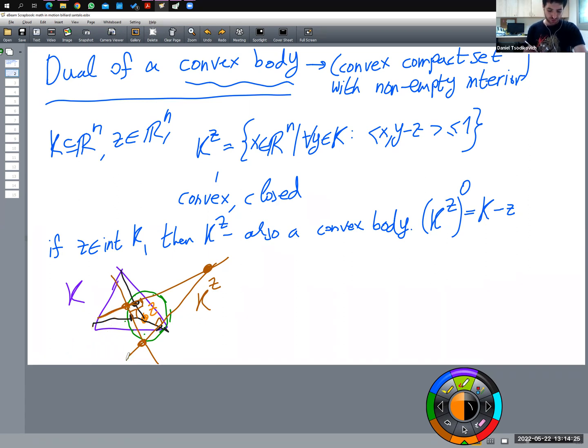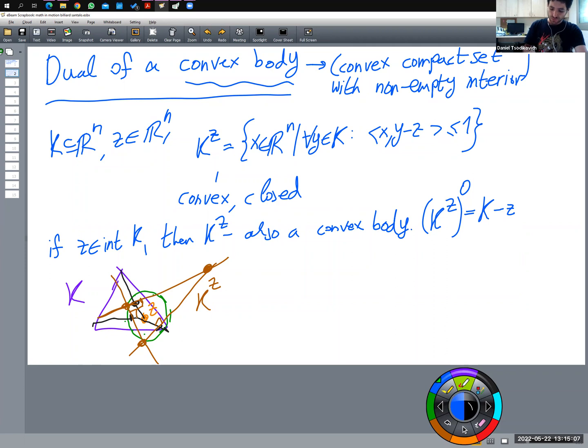The one thing to notice, which will be helpful, is that these angles are acute, even if all of the angles of the original triangle are obtuse, because in this quadrilateral we have two right angles. This is something that we will need a bit later. So this is the construction of a dual body, and this is how it looks when K is a triangle.